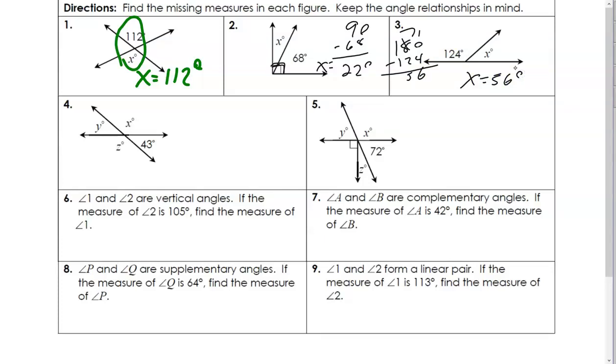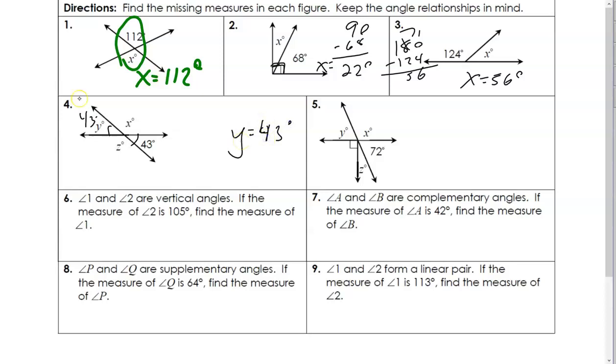All right. Number 4, notice that this angle and this angle, those two angles are what's called vertical angles. And just because we have x, y, and z doesn't mean they have to be solved in that order. I'm just going to go ahead and take the easiest one to me, which is y. So I know that if this angle is 43, this angle is 43. So I know that y is going to be 43 degrees.